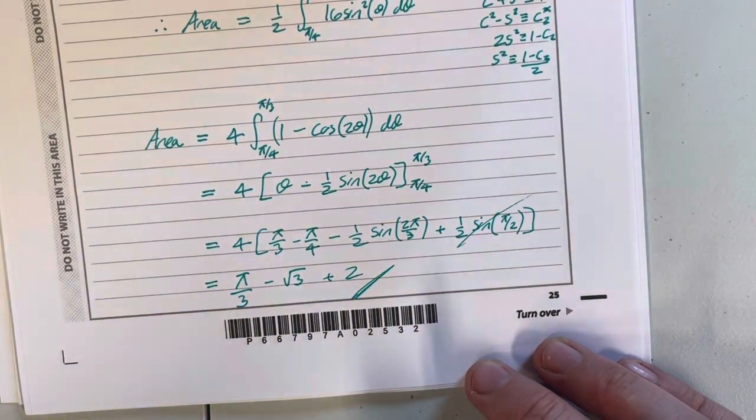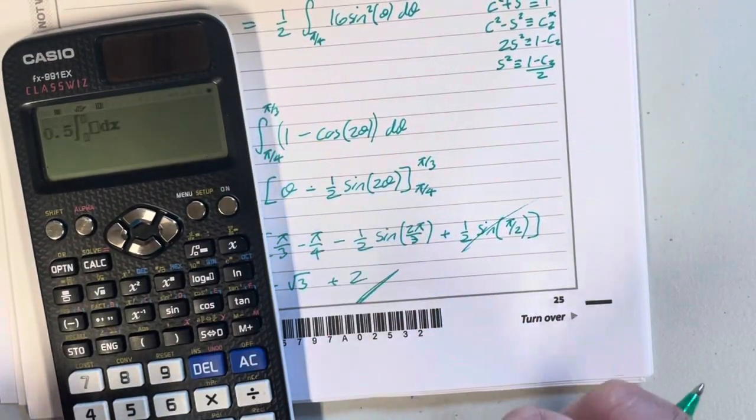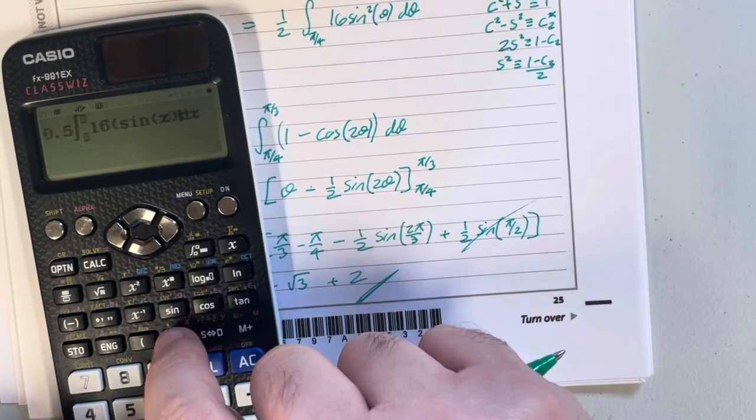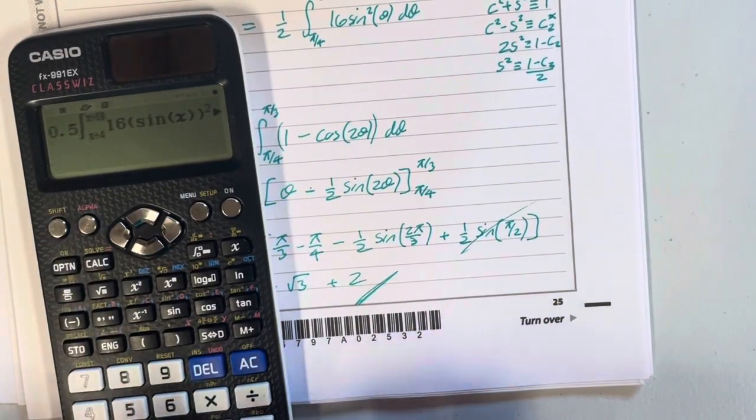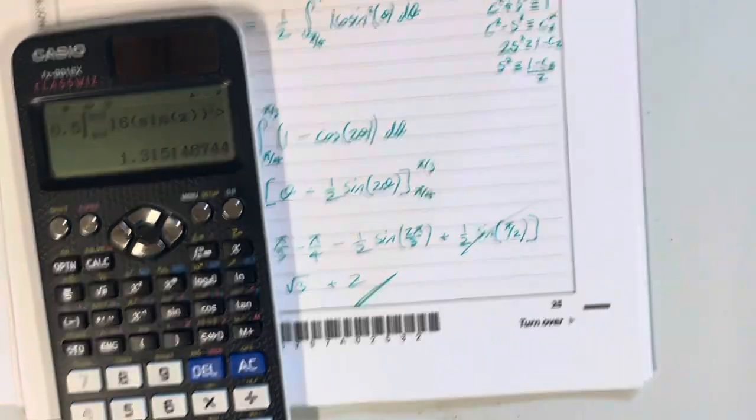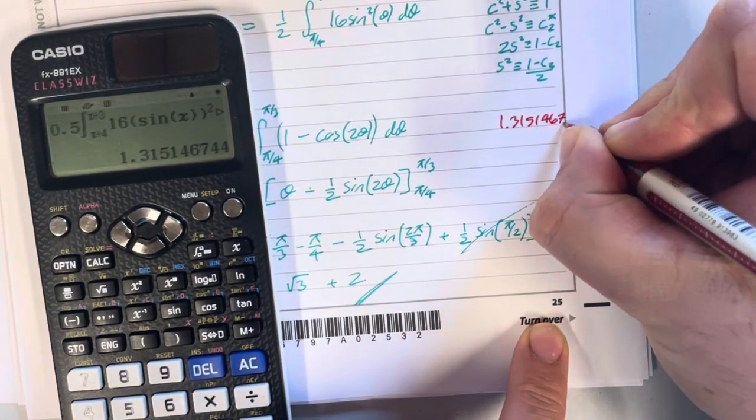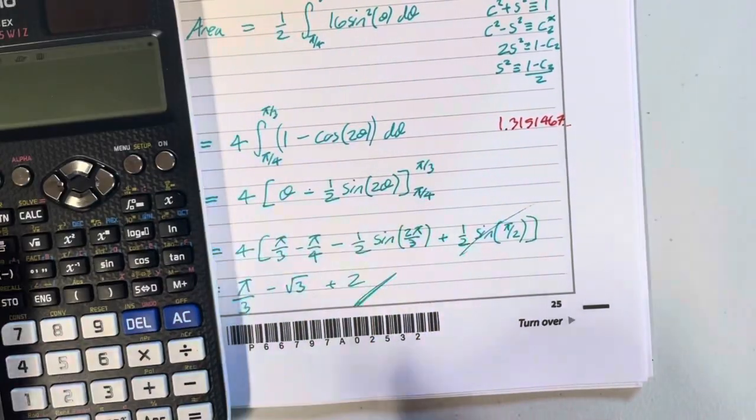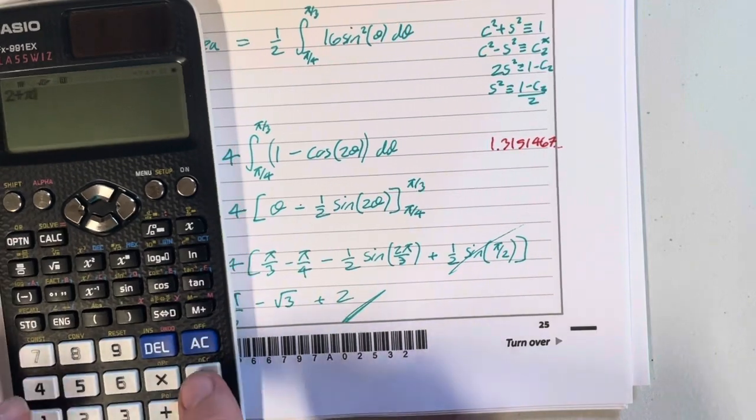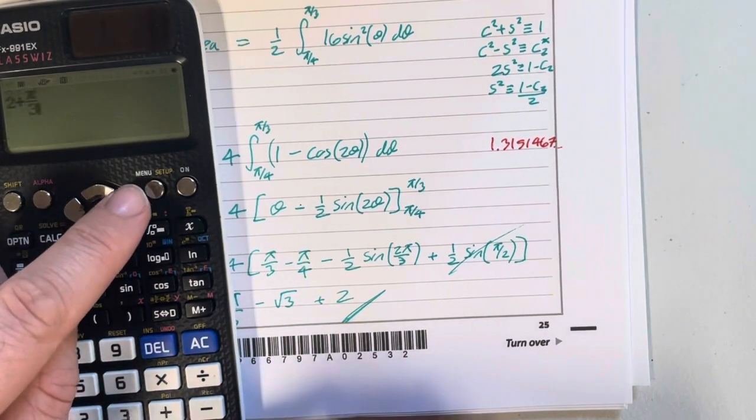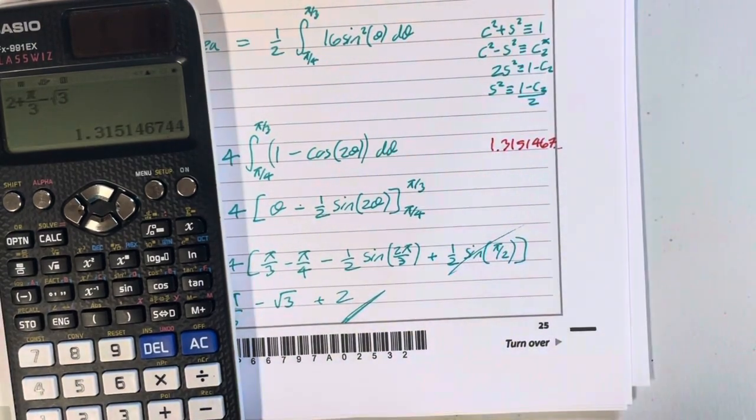plus 2. And we can, of course, check that by plugging in this original integral. So a half times the integral of 16 times sine of x squared between pi on 4 and pi on 3 is that number, 1.315147, blah, blah, blah. And this number here is 2 plus pi on 3 minus root 3. It's the same number, which is very reassuring.